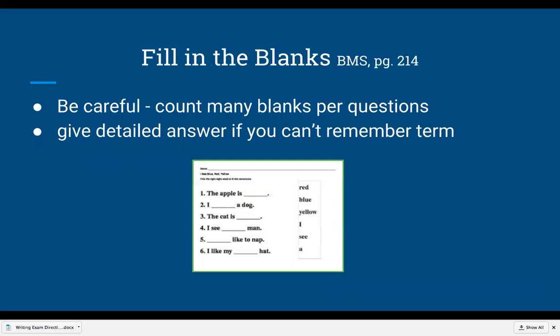Fill in the blanks is similar to matching. Count how many you have. You want to see if you have any leftover answers to know how challenging it's going to be. One thing with filling in the blank is that if you cannot remember the term, because remember in our memory lecture, we talked about how filling in the blanks is part of recall. It's part of pulling out the answer that was previously stored.